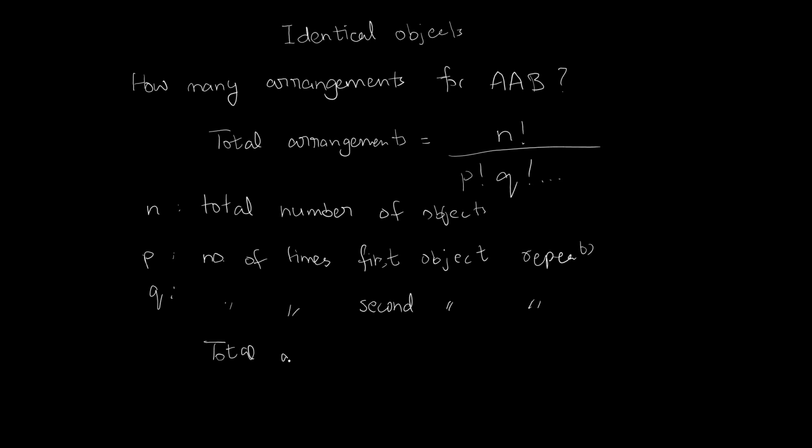Therefore, in this question, we know that n needs to be 3 since there are three letters. Now we also know that A is repeated twice, therefore 2 factorial, and P is repeated only once, so it's not repeated, that's why it's 1 factorial. And therefore the answer would just be 3.